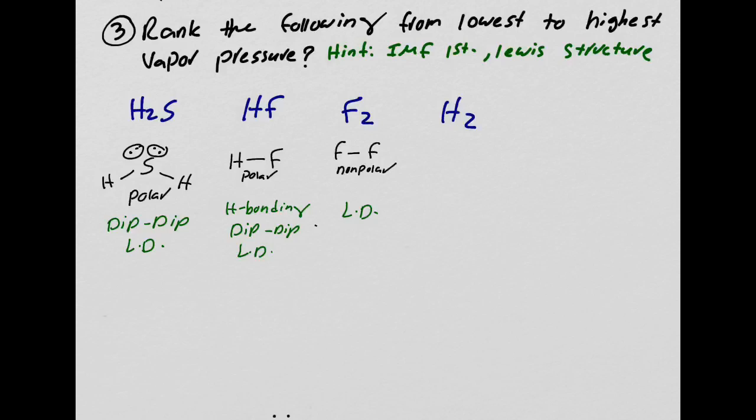The last one is H2. Is it ionic? No. Hydrogen bonding? No, you don't have HN, HO, or HF to have hydrogen bonding. Is it polar or non-polar? This is also non-polar. Again, count hydrogen as covalent to help out. It is non-polar, so it's going to have London dispersion.